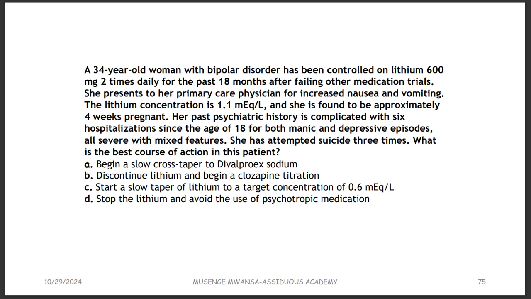Her past psychiatric history is complicated with 6 hospitalizations since the age of 18 for both manic and depressive episodes, so that is a bipolar disorder, severe with mixed features. She has attempted suicide 3 times. What is the best course of action in this treatment? A, begin a slow cross taper to divalproex sodium. B, discontinue lithium and begin clozapine titration. C, start a slow taper of lithium to a target concentration of 0.6. D, stop the lithium and avoid the use of psychotropic medication. Anyone who can help us with this one, their suggestion?